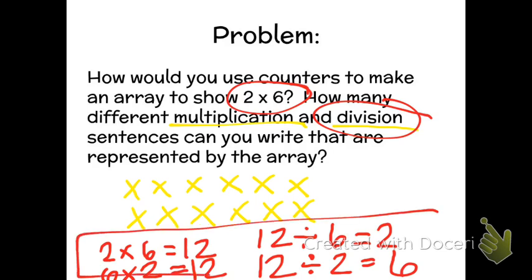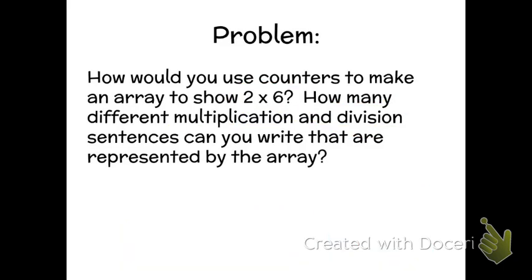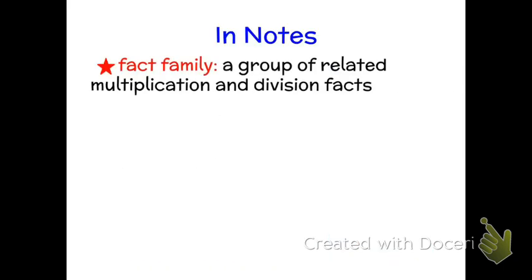This right here is what we call a fact family. They're all of the multiplication and division facts that are related in a group. In your notes, you are going to define fact family right now. A fact family is a group of related multiplication and division facts.